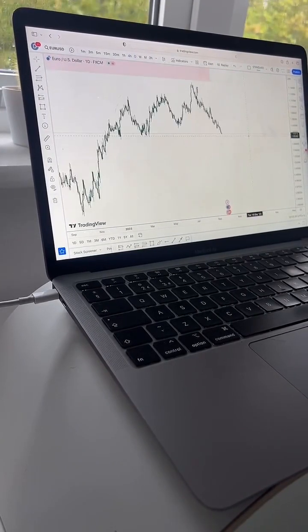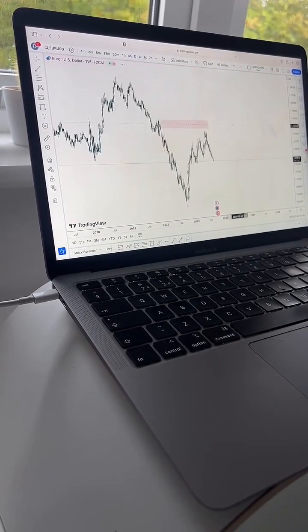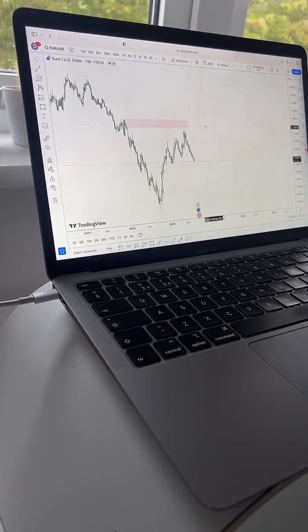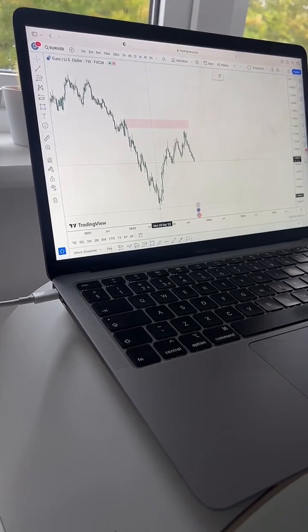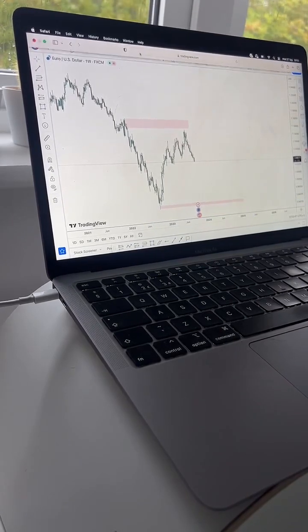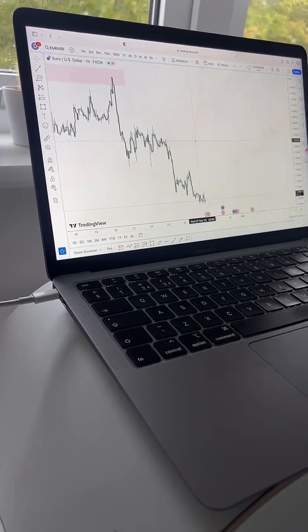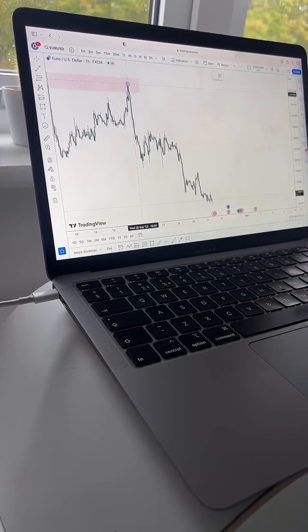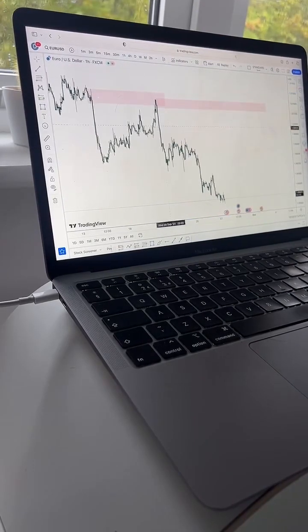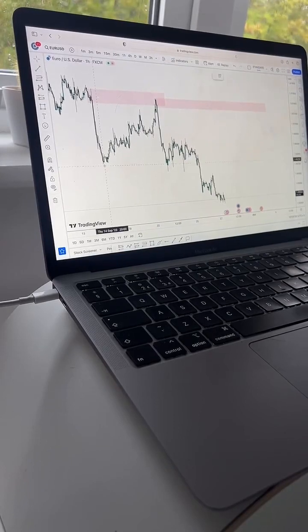Euro USD. If you see the weekly, very bearish. I think it wants to take out these imbalances, so only looking for sells in Euro USD. From here, I nearly want the market to come back to the top before we start selling again. As you can see, it's taking out these lows.